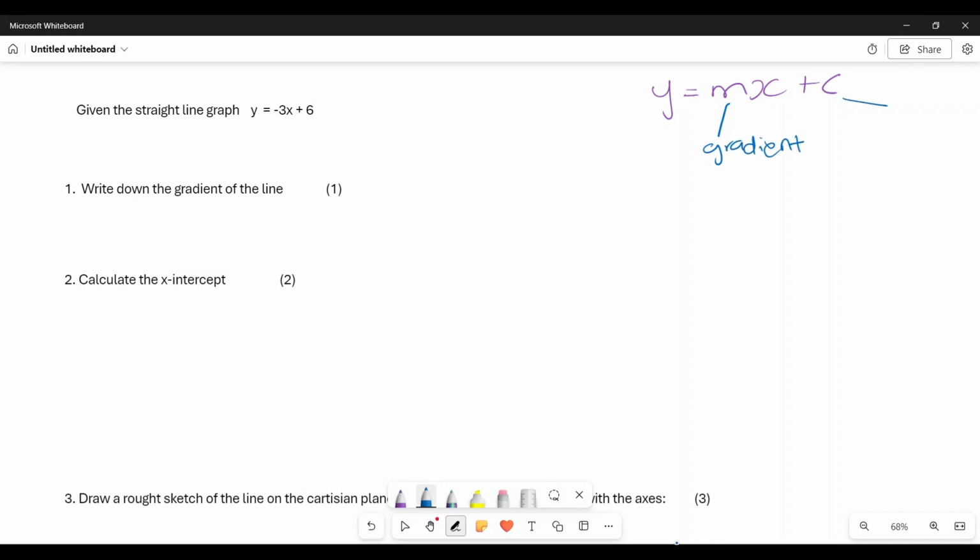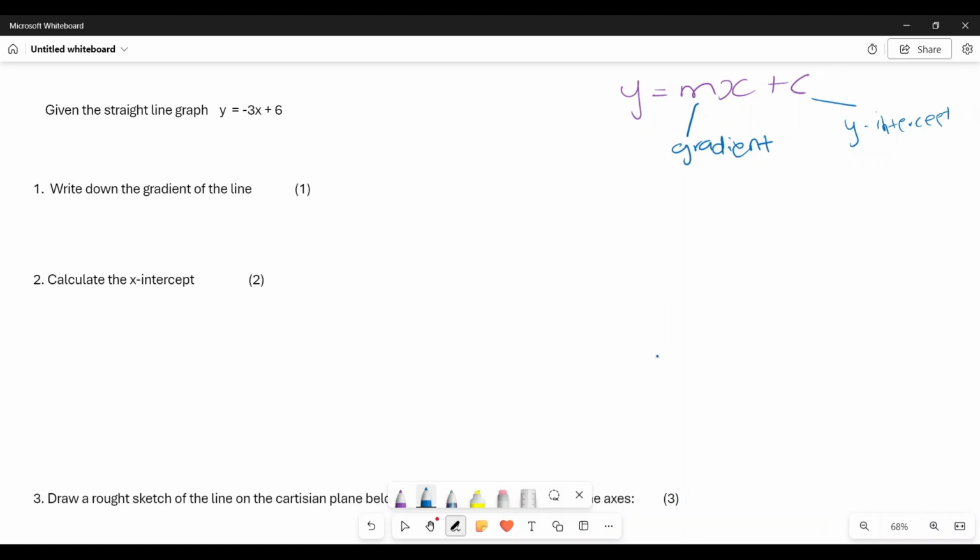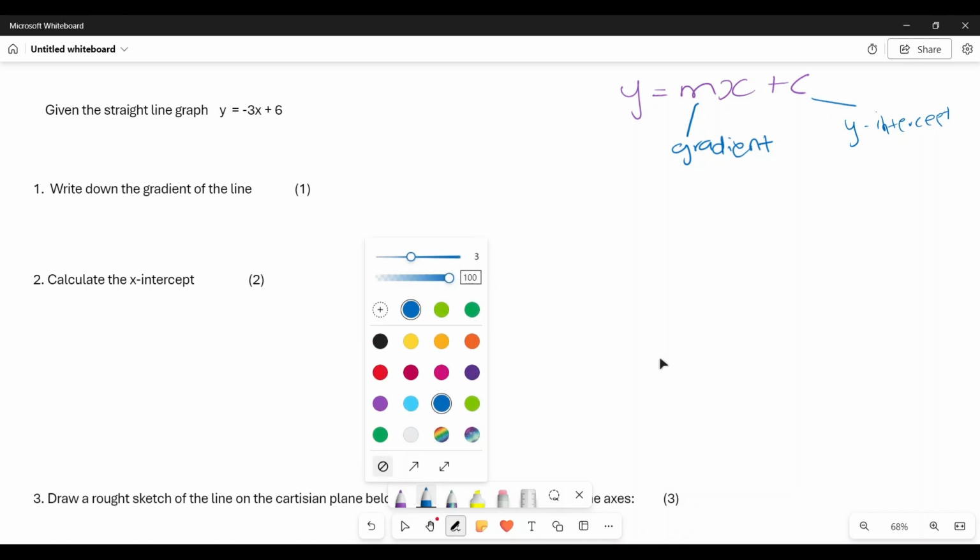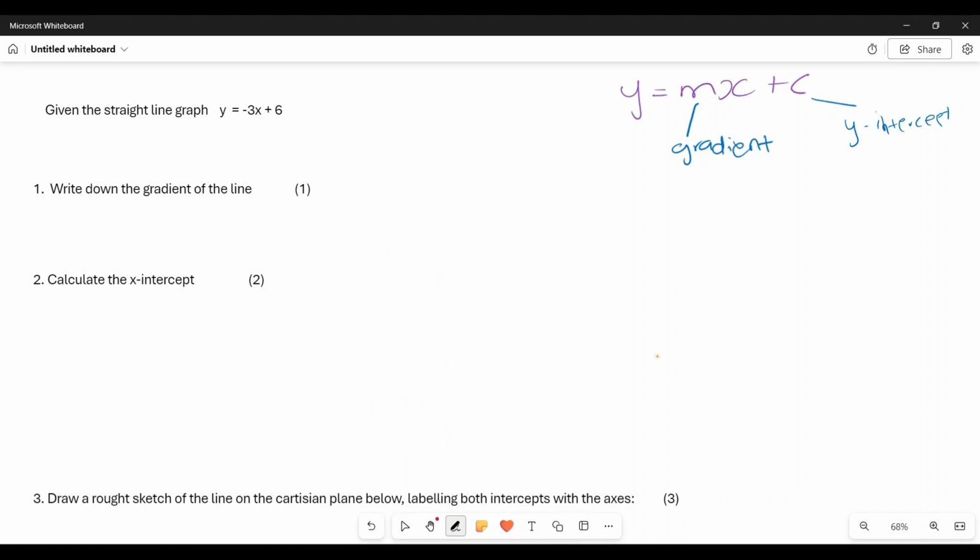And what about your c? Your c would always represent your y-intercept, right? So your m is your gradient, and your c would always be your y-intercept. Now, answering the preceding questions, they say we must write down the gradient of the line. I said your gradient is the value of m, which is the value attached to your x. Can you see that here our gradient would be -3? So our m, which is our gradient, will be equal to -3.